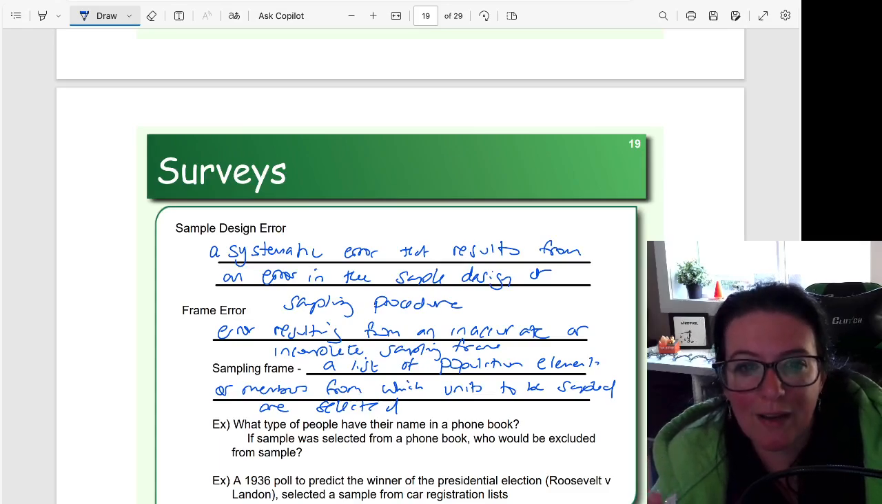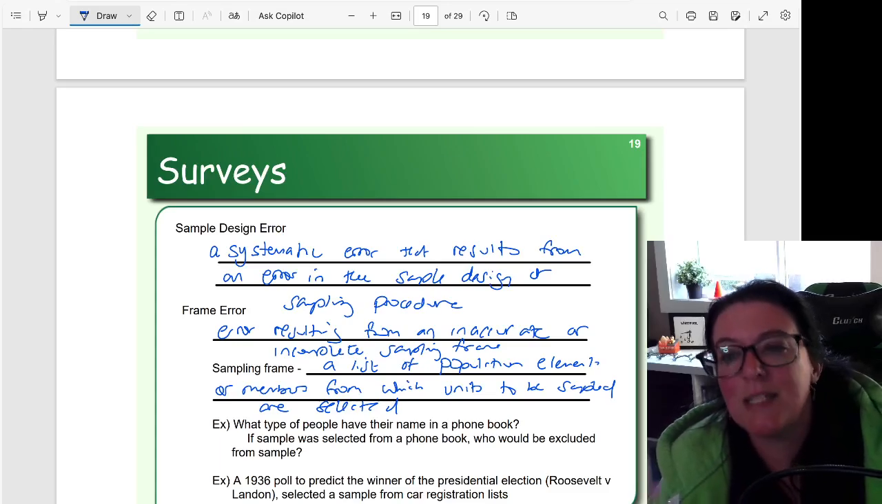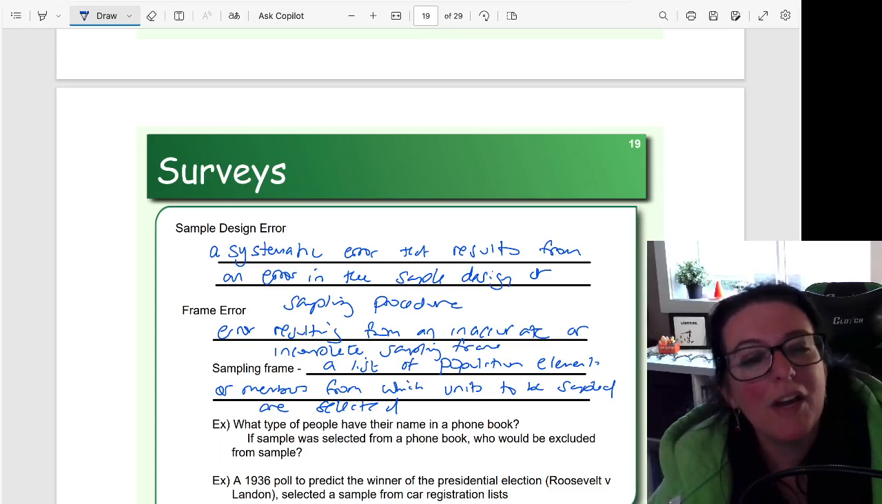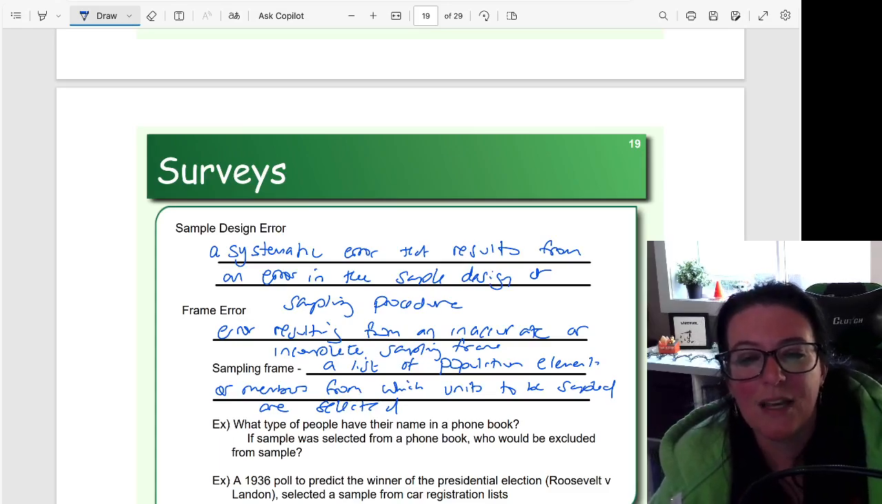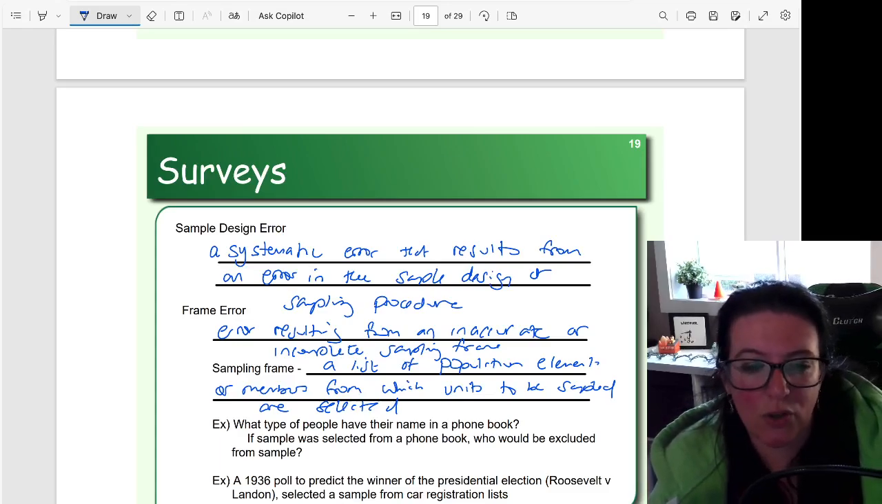Well, if you recognize the year 1936, you notice that's right after the Great Depression. So who during the Great Depression could afford a car? Well, it's the rich and the conservative. So by pulling participants from our sampling frame that was just rich and conservative, it was of course going to predict that a conservative person would win the US presidential election.